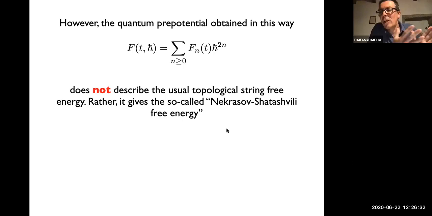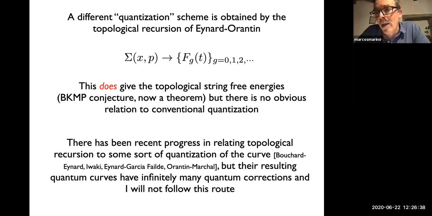Now, there is another quantization scheme, and I put quantization in quotes, because as you will see, it's not really a quantization. Although sometimes people call it quantization, it's also a procedure, a machinery which, given a curve, will produce for you an infinite series of quantum corrections to the prepotential. And this is called the topological recursion of Eynard and Orantin. And actually, this procedure does give you the topological string free energies. So this was conjectured by me and by Bouchard, Albrecht Klemm and Sara Pasquetti, and it was eventually proved. So this gives you what you want, but there is no really obvious relation to conventional quantization. I mean, when you do topological recursion, you are not really quantizing in any standard sense of the word.